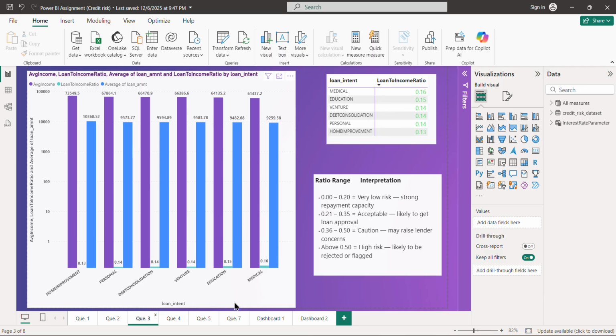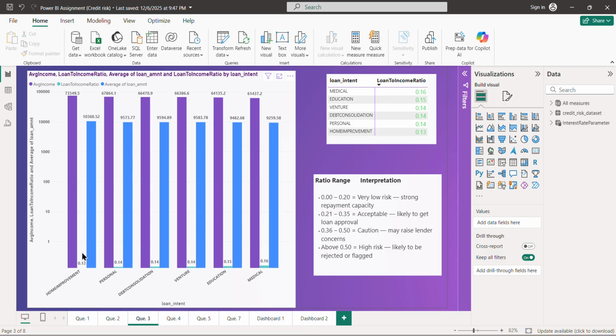The next question is average income, average loan amount, and loan to income ratio by loan intent. We will continue with this chart, and we see the home improvement data. Here the loan intent is home improvement, and average income is around 73,000, where the loan amount is 10,000, and the loan to income ratio is 13%. So it indicates very low risk and strong repayment capacity.